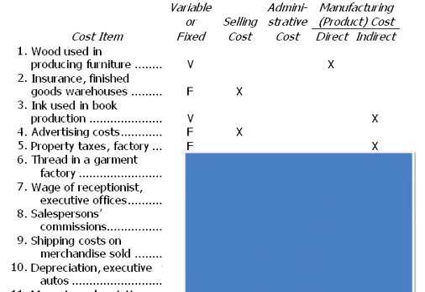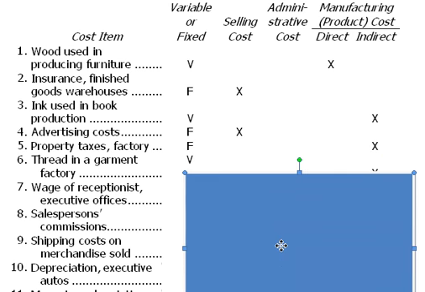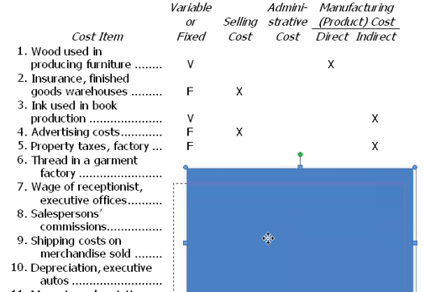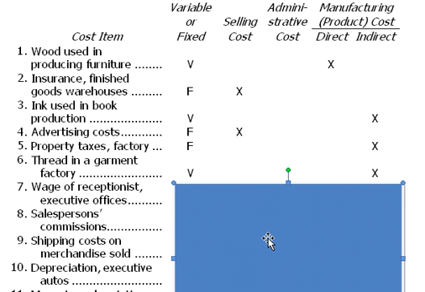The thread in a garment factory is certainly used on the garment, but we probably aren't economically feasibly identifying the thread to the actual garment that's made. So it's a manufacturing cost. I think it's going to show up under indirect, and it's certainly a variable cost, right? The more garments we make, the more thread we will use.